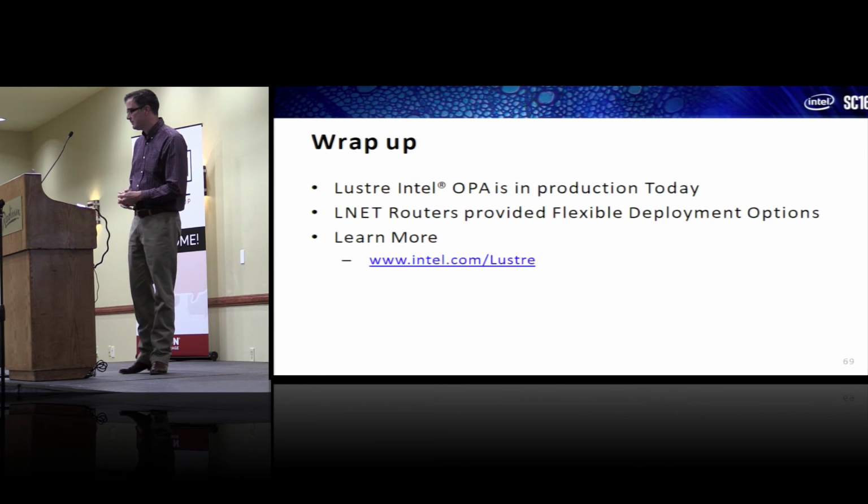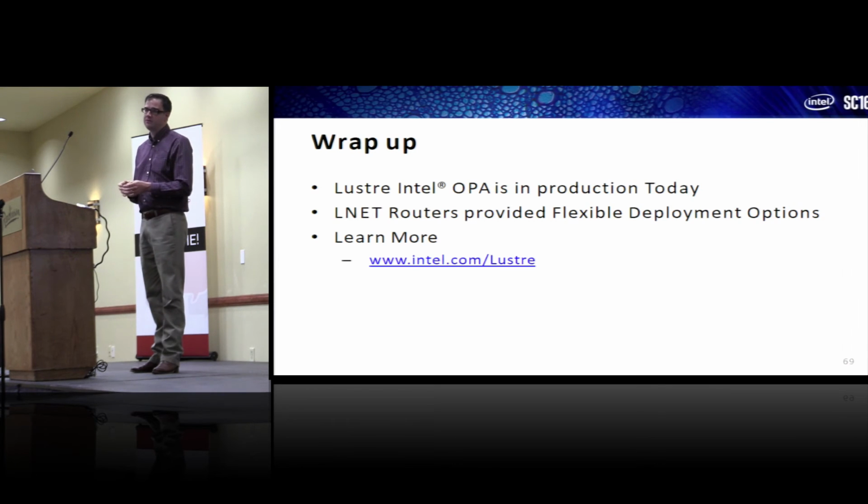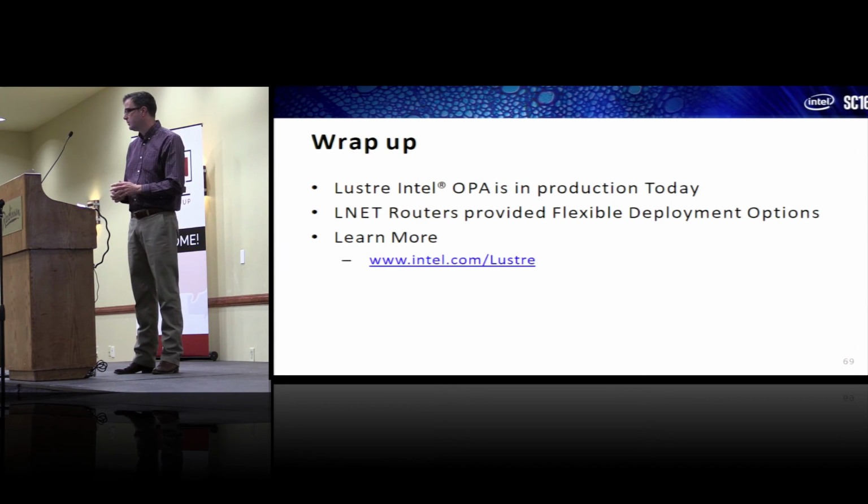Intel Lustre with OPA is in production today. I think Pittsburgh Supercomputing Center is a relatively public site. They've been running for a while. Last I heard, they run around 900 clients in their production system today. LNet routers provide flexible deployment options for deploying different fabric types in Lustre, and specifically for this OPA to InfiniBand type of conversation, there are guides out there you can read.